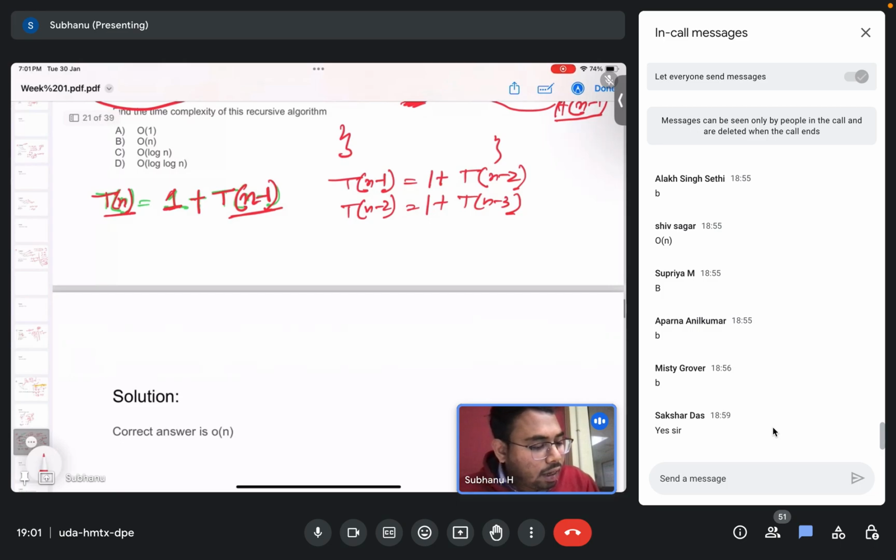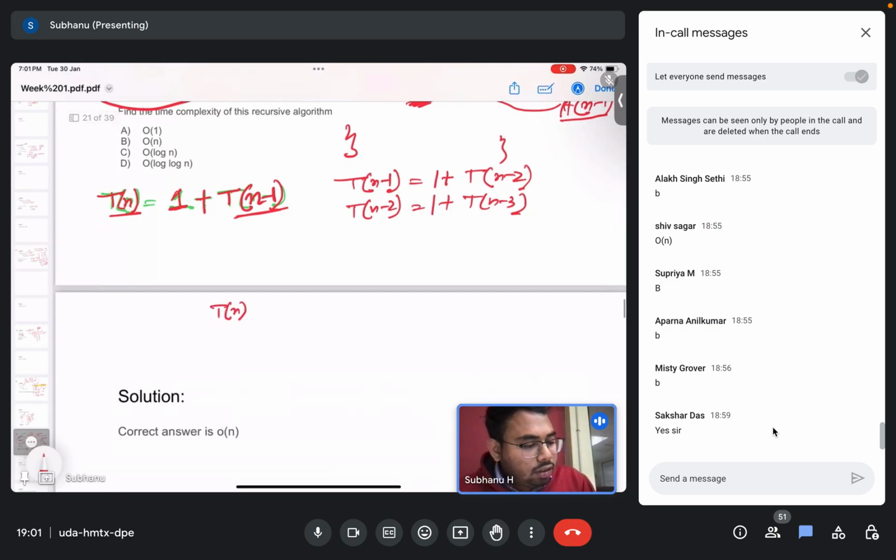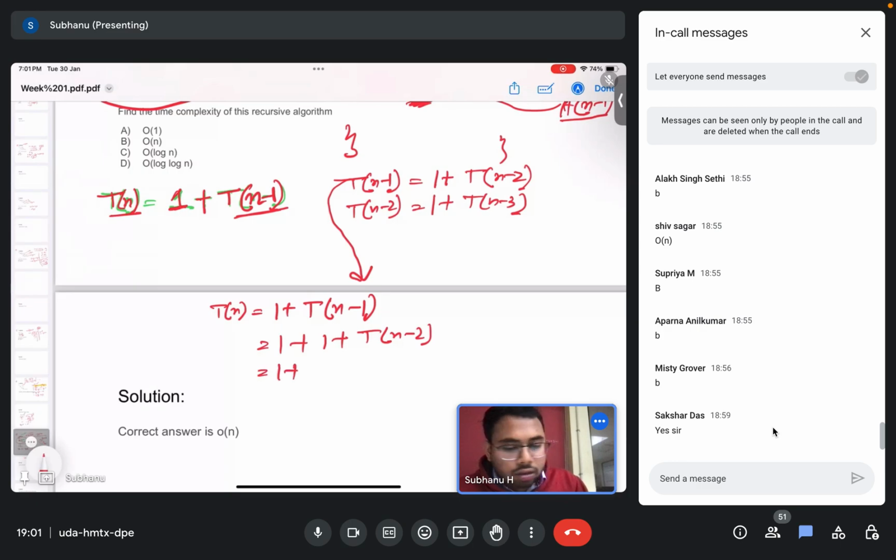So from here we can see that T(n) is equal to 1 plus T(n-1). We know the value of T(n-1). If we put this value here, it is 1 plus 1 plus T(n-2). Then 1 plus 1 plus 1 plus T(n-3). From here we know the value of T(n-2). So that's how we can solve the problem.